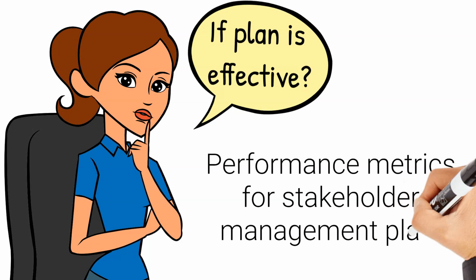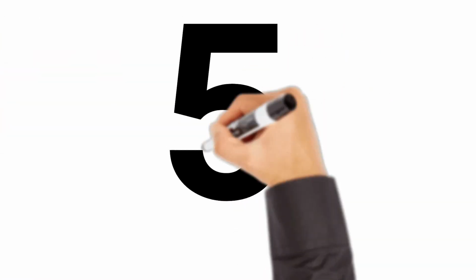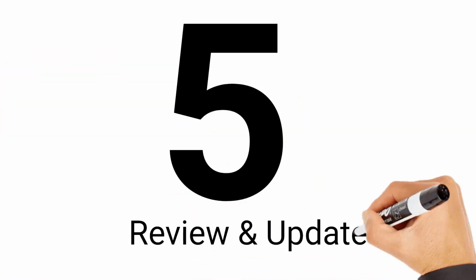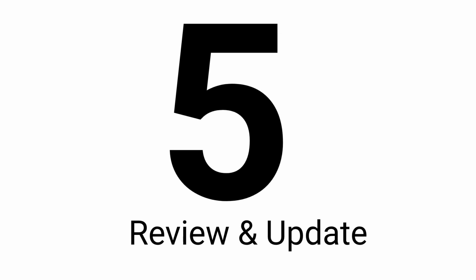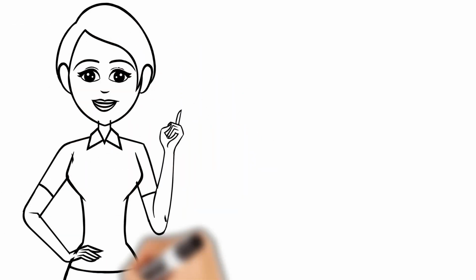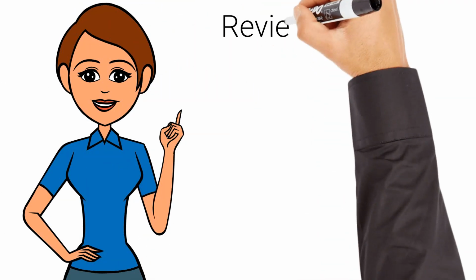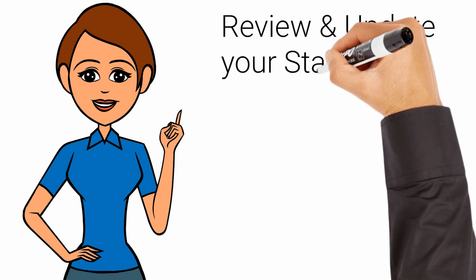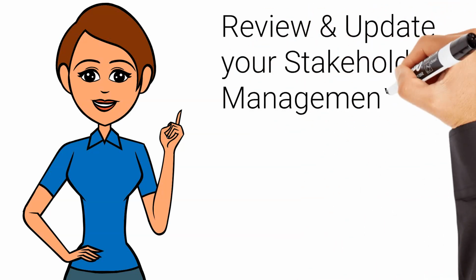The fifth step is to review and update your stakeholder management plan. If you evaluate, in terms of both how well you carry it out and how well it works, you'll be able to make necessary changes to improve it. It will keep getting more effective each time you implement it.